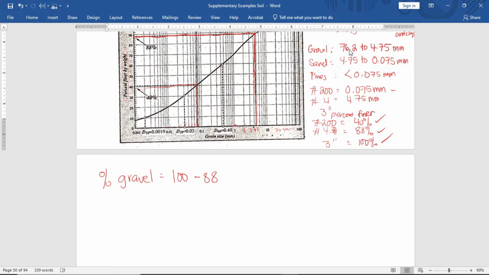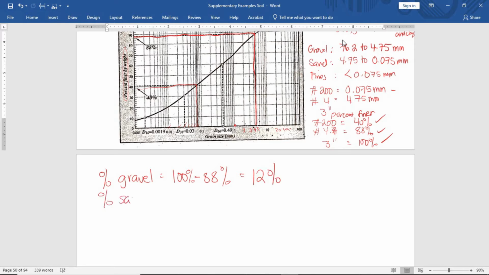So, ito yun, 3 inches, 3 times 2.54 is equal to 76.2. So, 3 inches is equal to 76.2 mm. Ganun din guys, 100% minus 88 kasi yung number 4 natin is 4.75 mm. So, makukuha natin is 12%. So, ang percentage ng gravel natin is 12%.